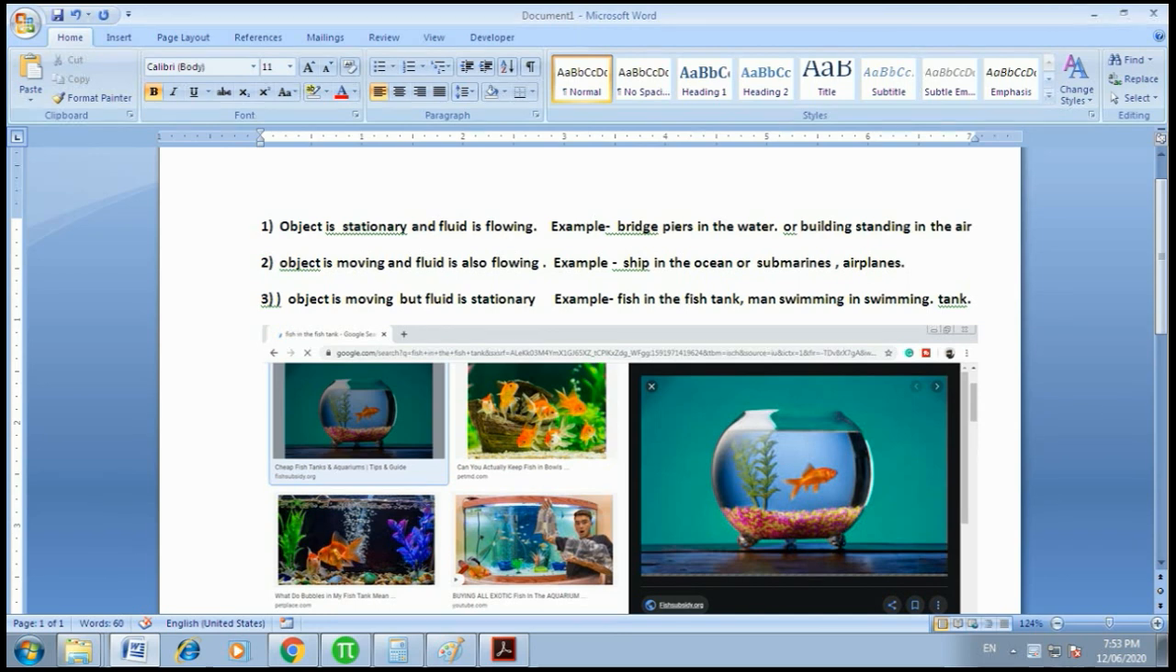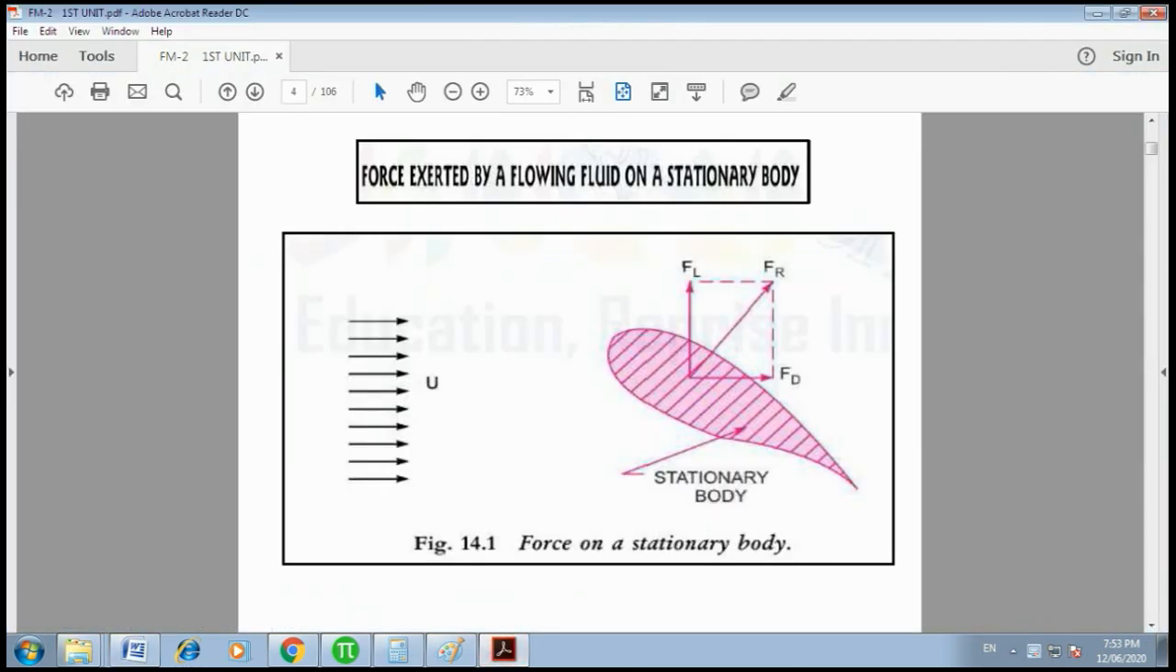In the third case, the object is moving but the fluid is stationary. For that I will take the example of a fish in a fish tank, where the fish is moving but the fluid is stationary, or a person swimming in a swimming tank. So in all three cases the fluid is acting with some force on the object.